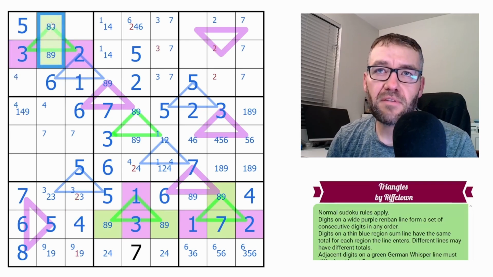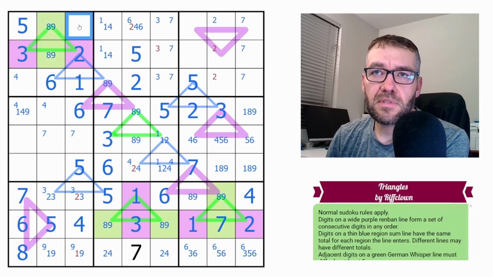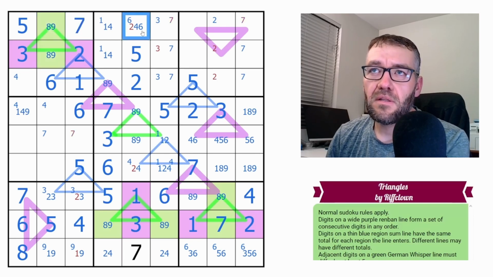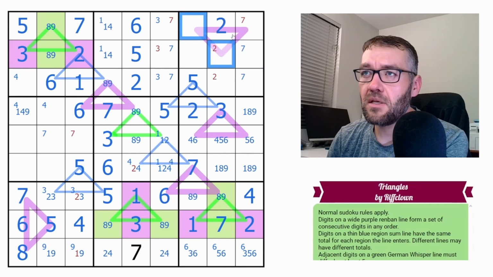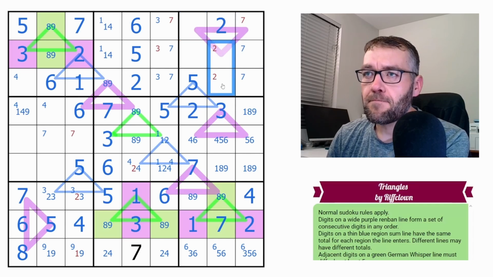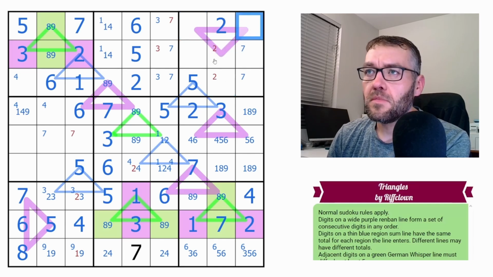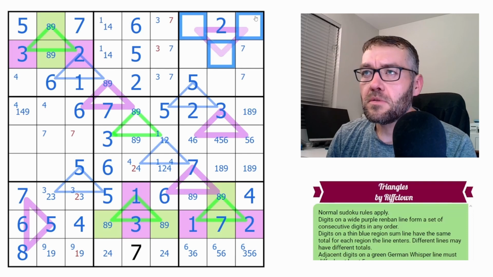That means these can't be 7. Which puts the 7 right here. This can't be a 2 or a 4 because of this 1, 4 pair, so this is a 6. 2 has to go here. Okay, so this is 1, 2, 3, 4 on this Renban. So this is 1, 3, 4.